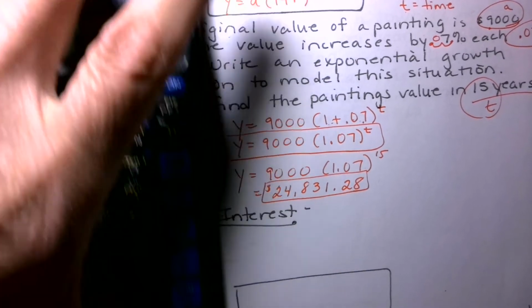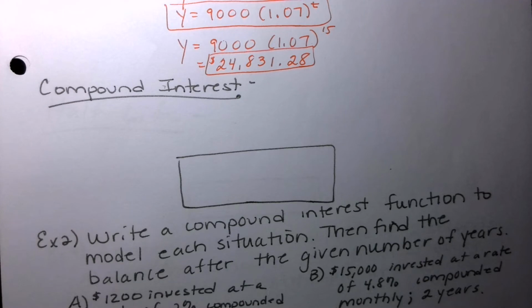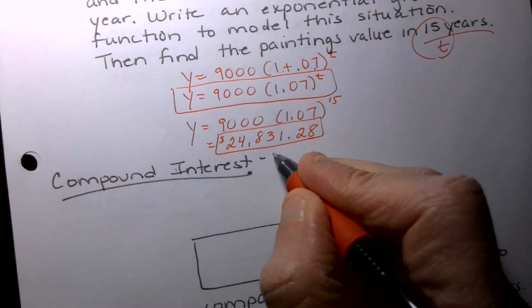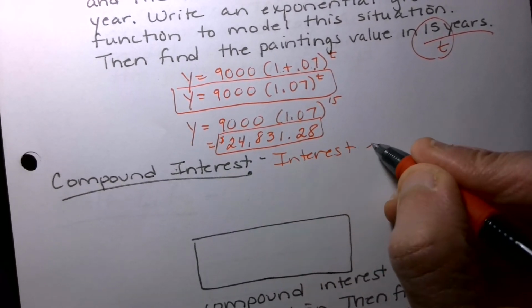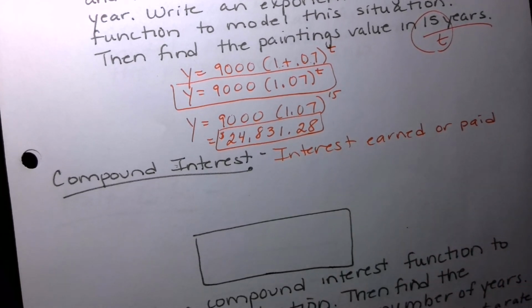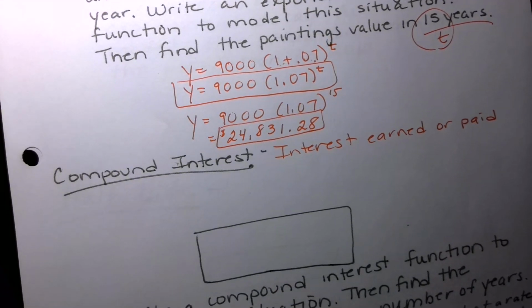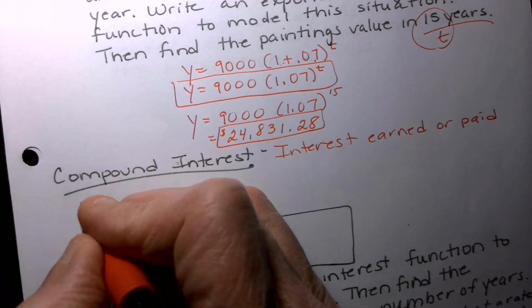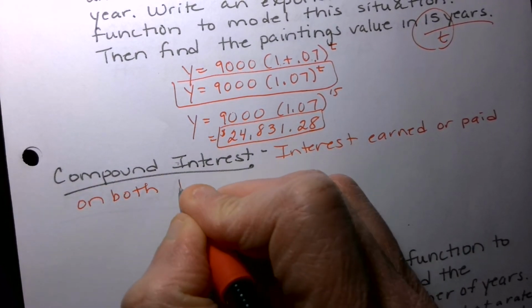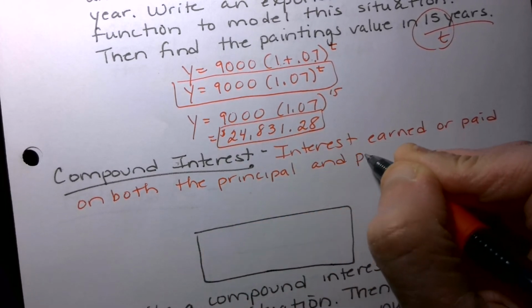Okay? All right, compound interest. There's simple interest, which you guys have done already. That was pretty straightforward, it's just the value times the amount. Compound interest is a situation in which interest is earned or paid, depending on if you're loaning out the money or getting the money, or borrowing it from somebody else. Interest earned or paid on both the principal and the previously earned interest.